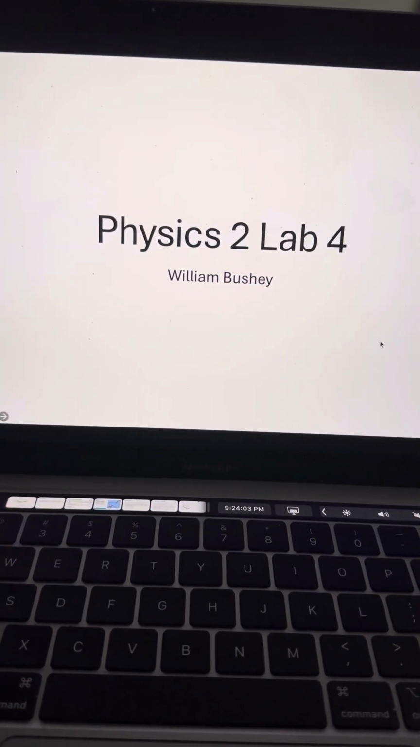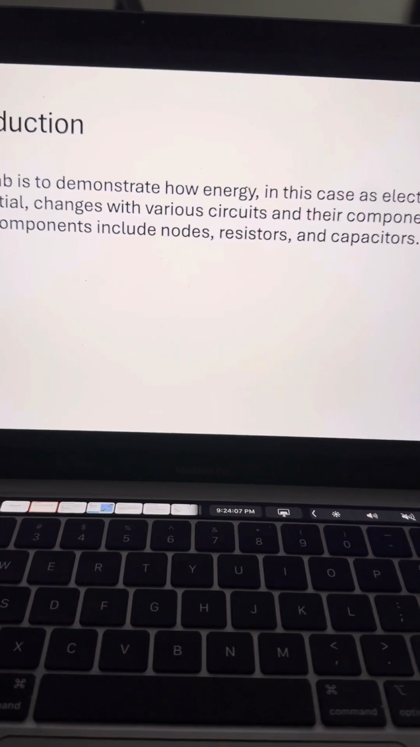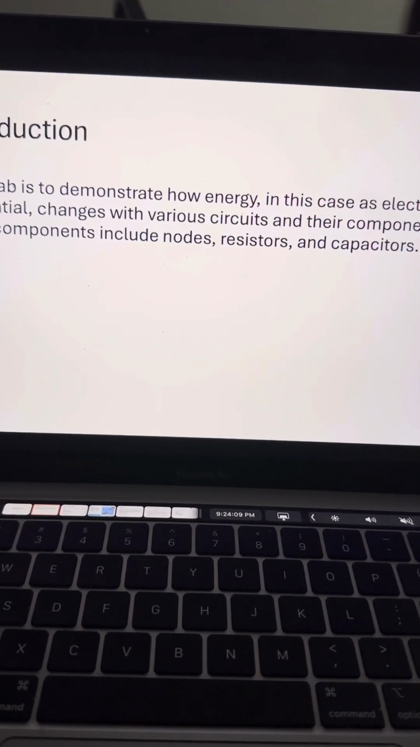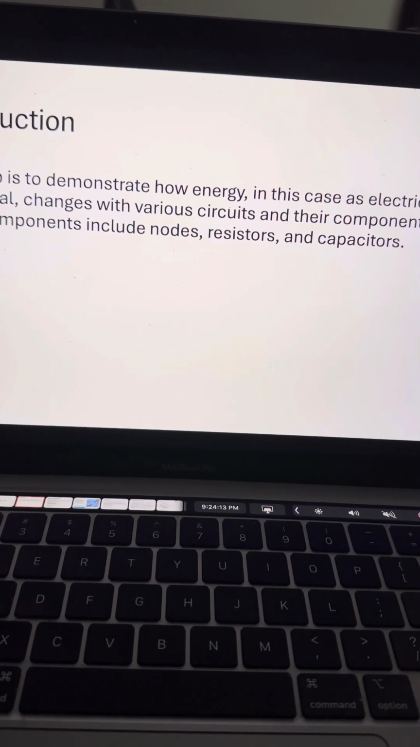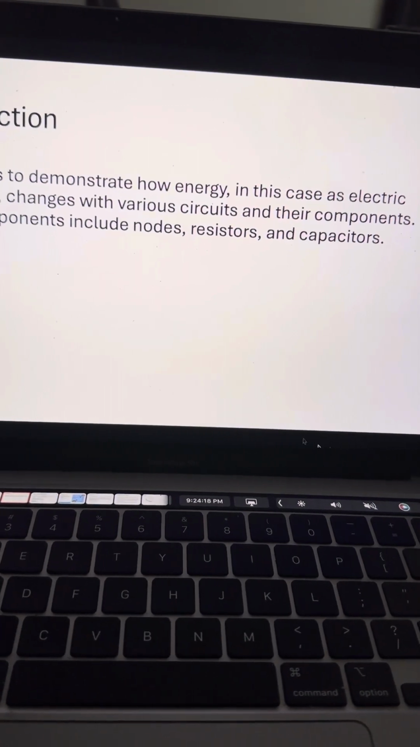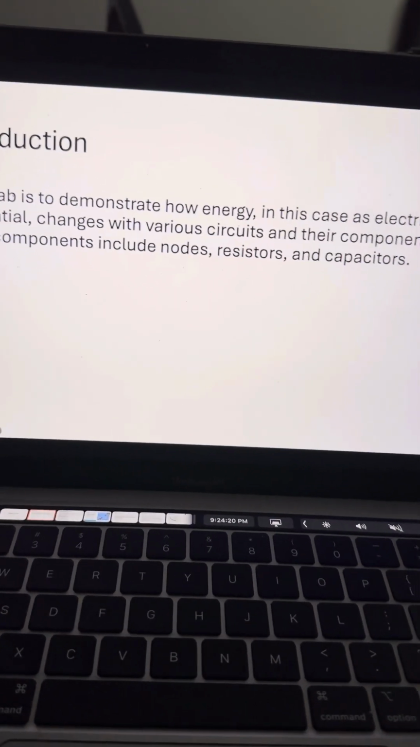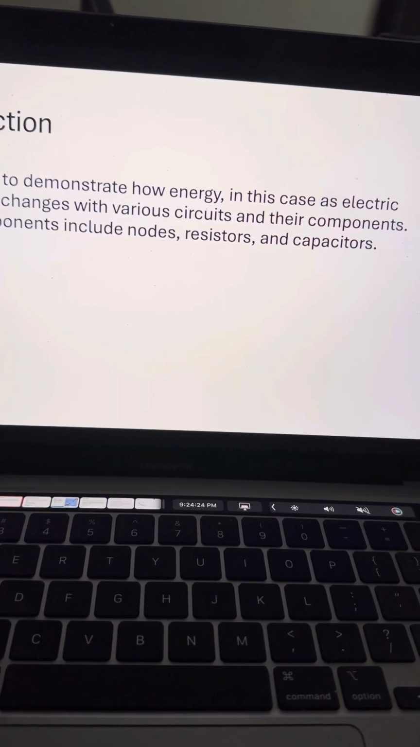Hi, I'm William Bushy, and this is Physics 2, Lab 4. This lab is to demonstrate how energy, in this case as electric potential, changes with various circuits and their components. These components include nodes, resistors, and capacitors, and how we can predict the change in energy via these components.